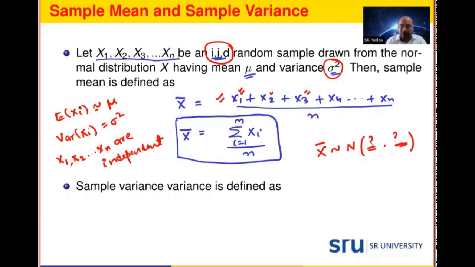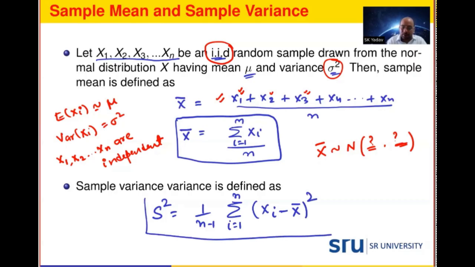Now sample variance is another statistic, and it is defined as S square is equal to 1 upon n minus 1, summation i equal to 1 to n, of the difference of xi minus the mean, that is the sample mean, squared. So this is also the standard definition of sample variance, and very interestingly, this is an unbiased estimator of population variance, which is sigma square, and this X bar is also an unbiased estimator of population mean.